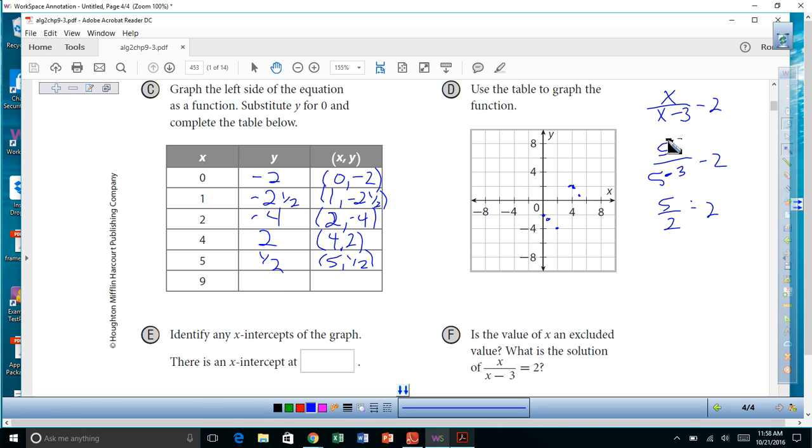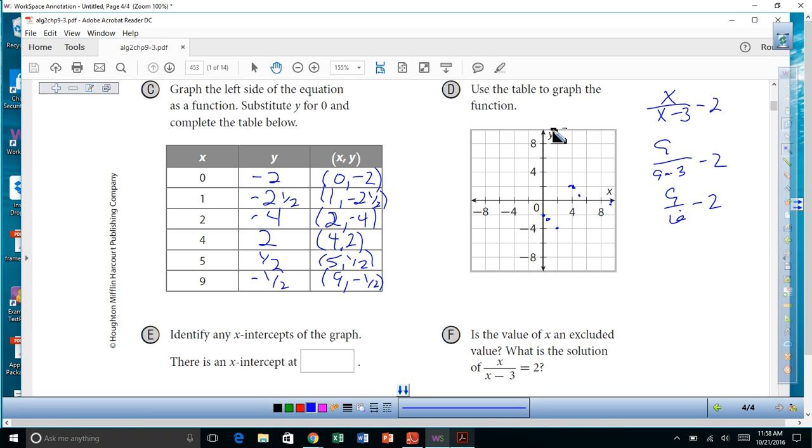And next they want us to put in 9, so let's put in 9. 9 over 9 minus 3. That's going to be 9 over 6 minus 2. Let's see, 3 goes into that. So that's 1.5 minus 2. That's going to give you negative 1/2. So we now have 9 and negative 1/2, which is going to be right below there.